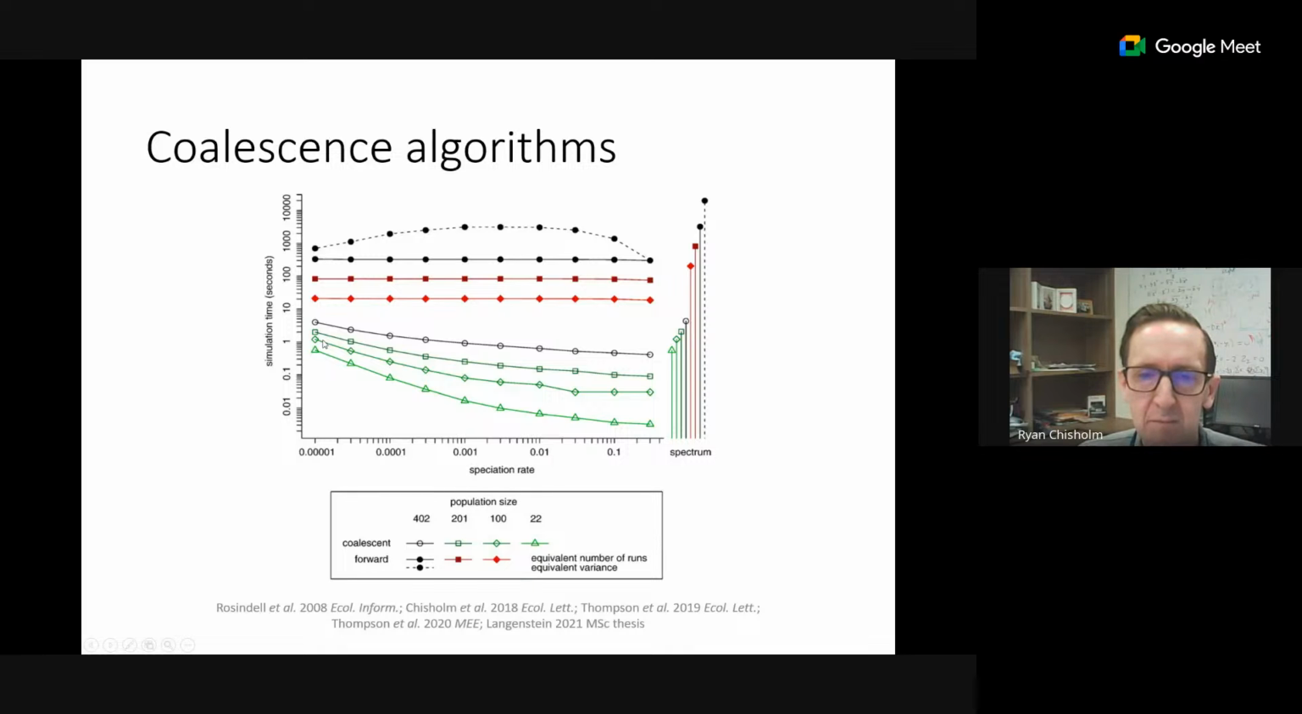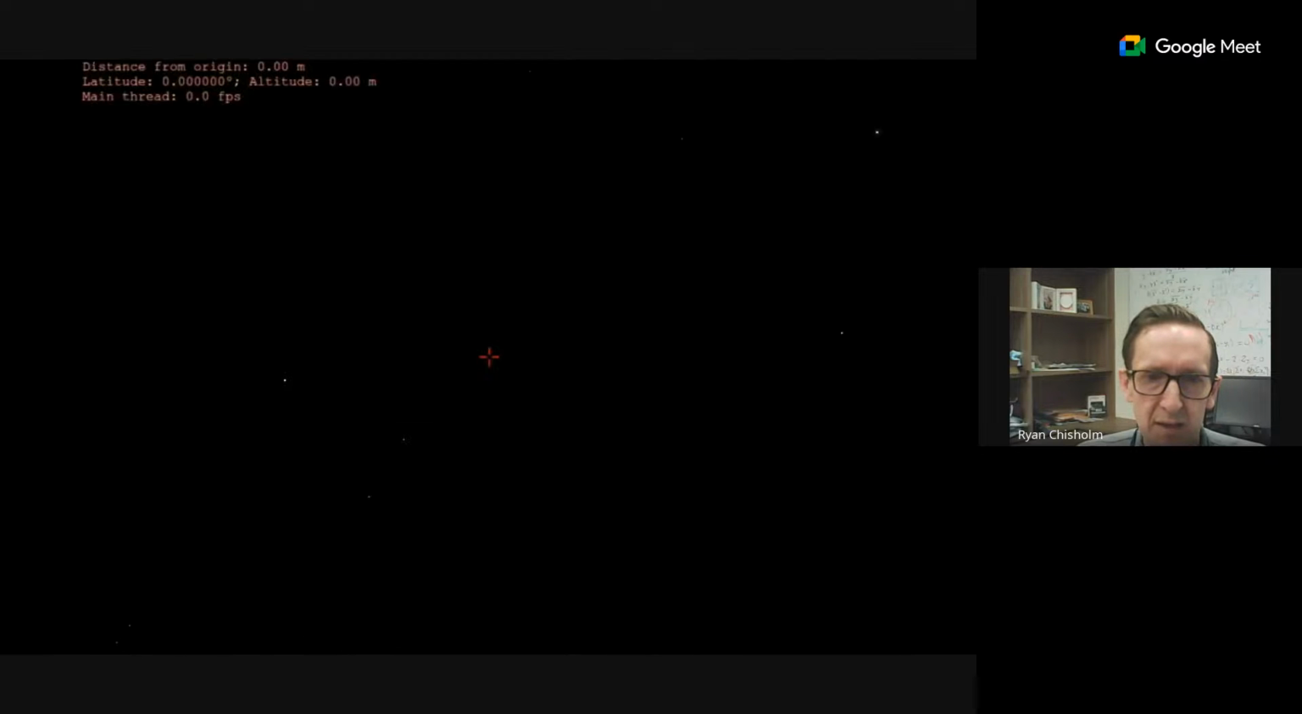And since then, we've done numerous follow-ups to this. We've optimized this in different ways, studied different properties of it, made different software packages for doing it. But the main takeaway is that the coalescence methods are very, very, very fast. And they're exact. This is not an approximation. This is an exact simulation method. It will give you the same statistical distribution of results as the forwards in time method. All right, so let me show you a demo of this now.